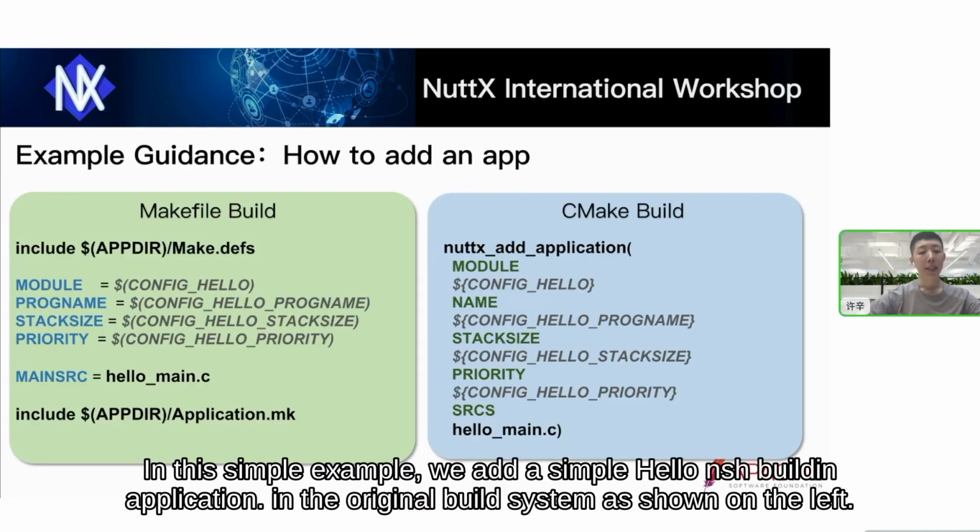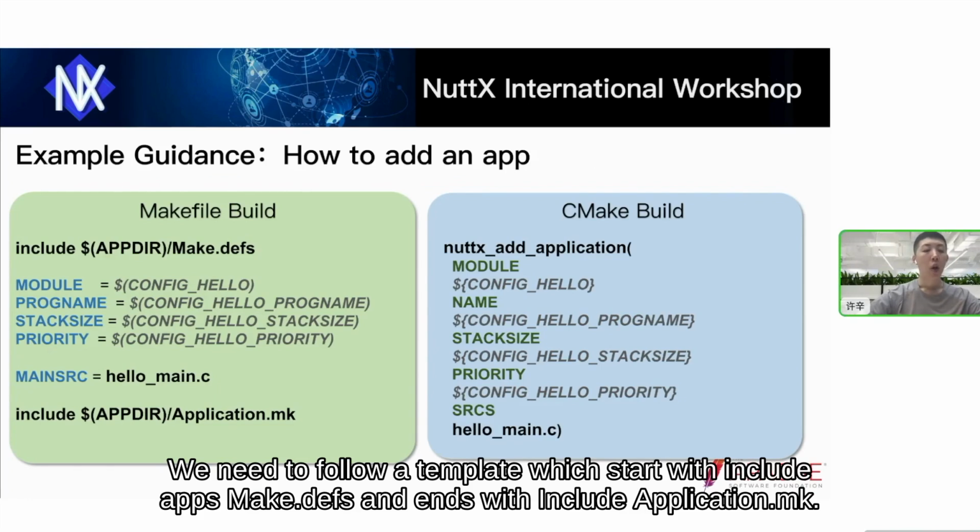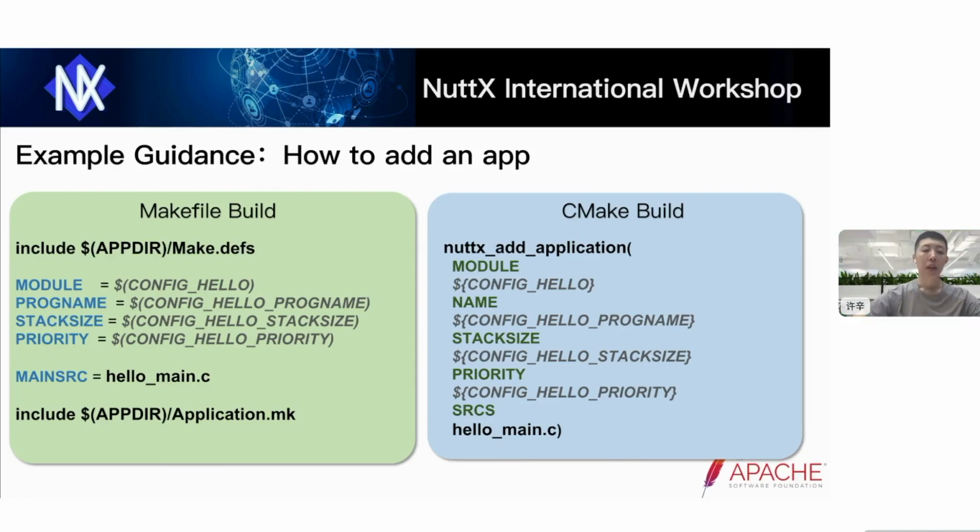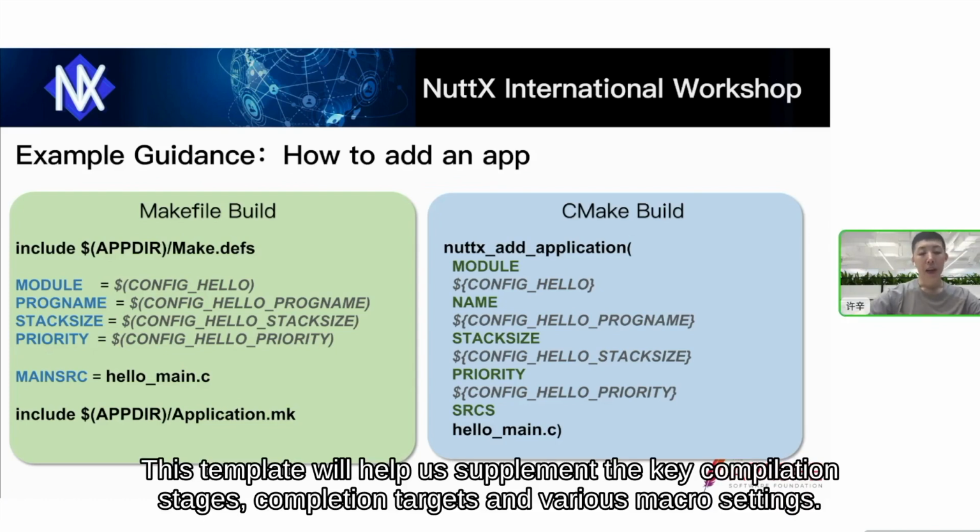In this simple example, we add a simple hello NuttX shell built-in application. In the original build system, as shown on the left, we need to follow a template, which starts with include apps/Make.defs and ends with include application.mk. This template will help us supplement the key compilation stages, compilation targets, and various macro settings.